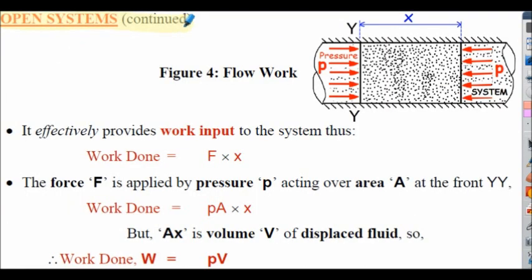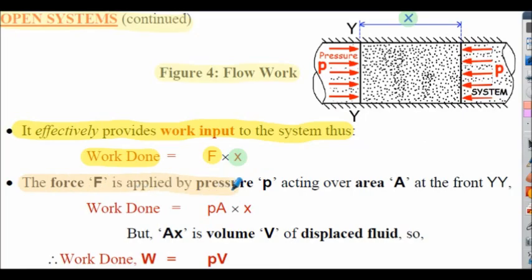Open systems continued. Just repeated figure 4 here for convenience. So this process effectively provides work input to the system. Thus, work done is the force F multiplied by dimension x, labelled here on the diagram. The force F is applied by the pressure P acting over the area A at the front of section YY, the cross-sectional area through YY. So work done is equal to pressure P multiplied by area A multiplied by distance x.